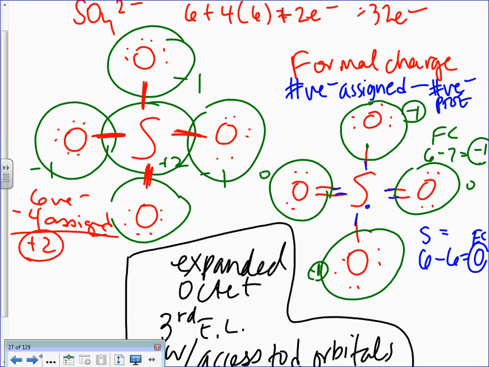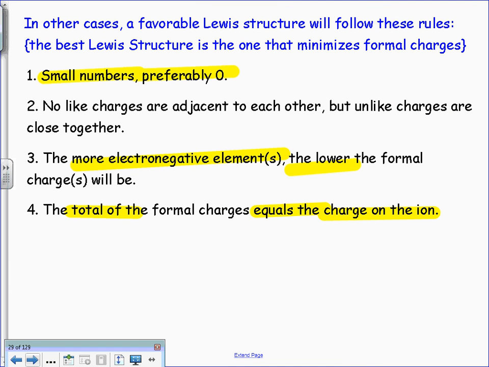Let's do one more example like this, but you guys draw them. Oh, this is the rules. Did I miss one? The more electronegative one should get the lower formal charge. That one makes sense though too, doesn't it? Because if you're more electronegative, you should have, generally, a negative formal charge if you have to have an odd charge at all. Okay, so that's one additional one.